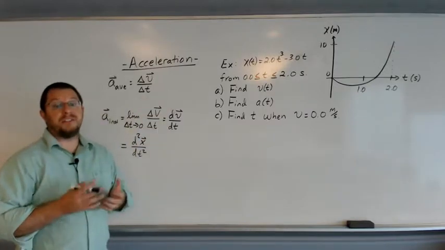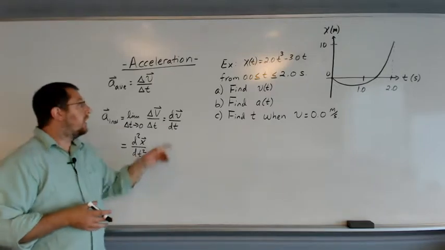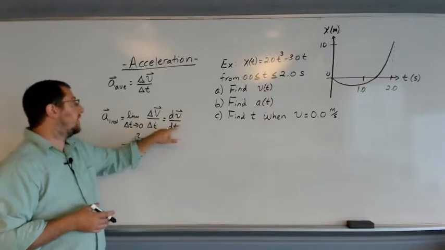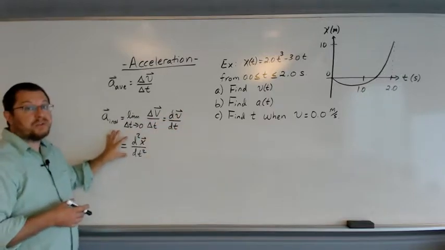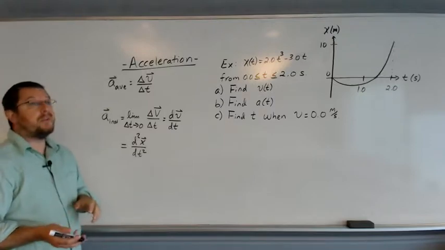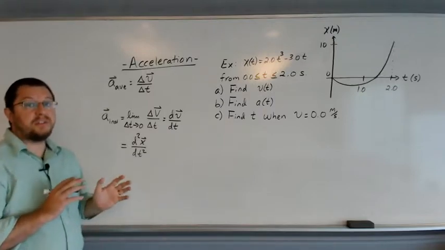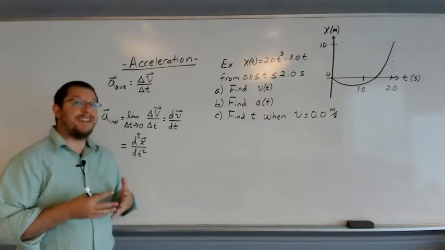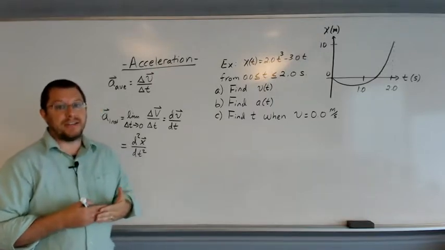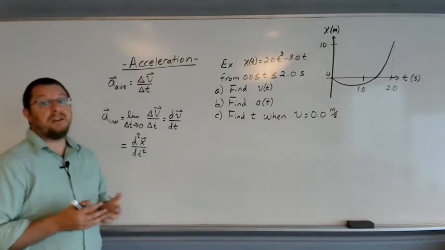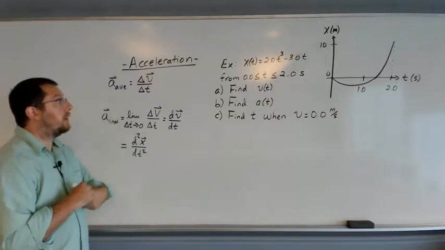So your acceleration is just dv/dt. But since your velocity is dx/dt, your acceleration is also d squared x/dt squared. So if you have a position versus time function, or position as a function of time, and you need to get the acceleration, you need to take the second derivative. If you're given a velocity function, then all you need to do is take the first derivative.